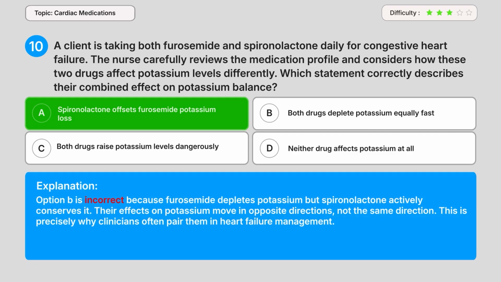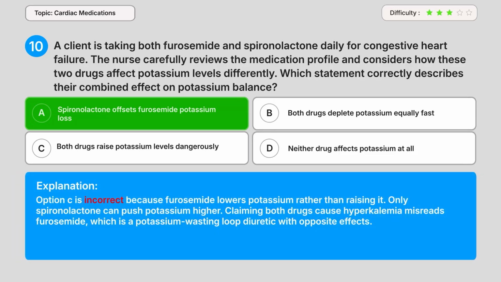Option B is incorrect because furosemide depletes potassium, but spironolactone actively conserves it. Their effects on potassium move in opposite directions, not the same direction. This is precisely why clinicians often pair them in heart failure management.